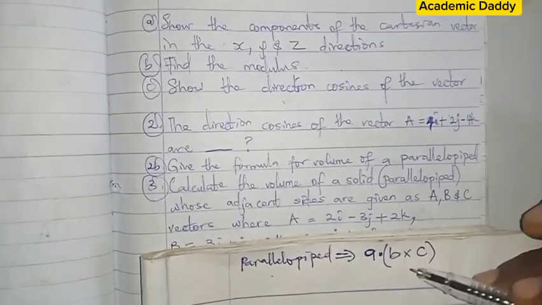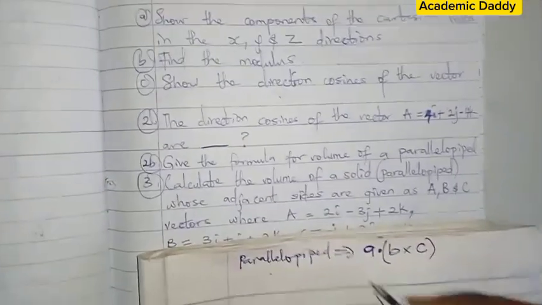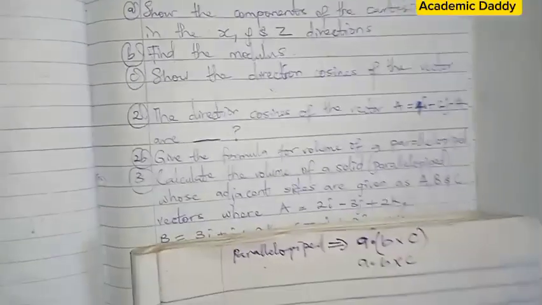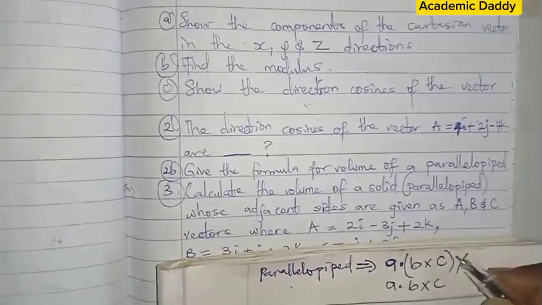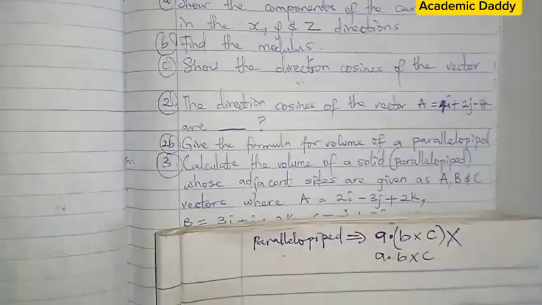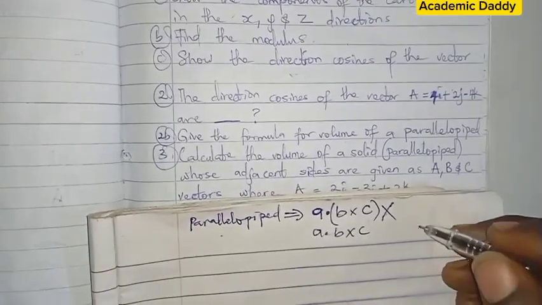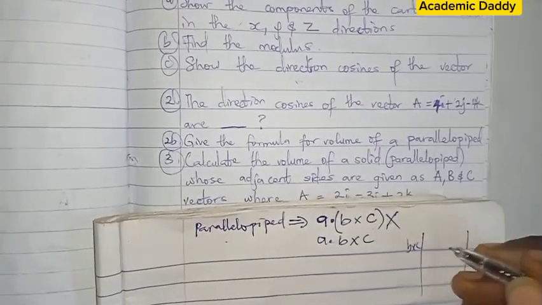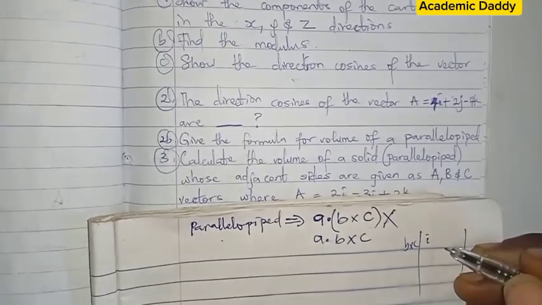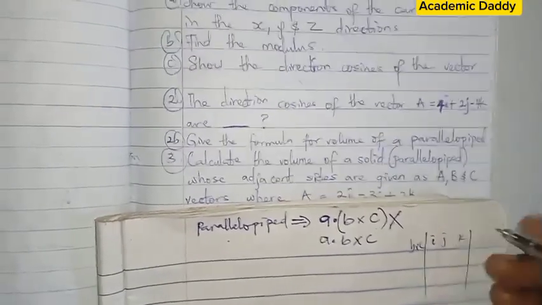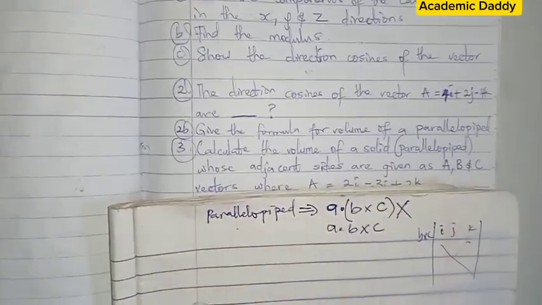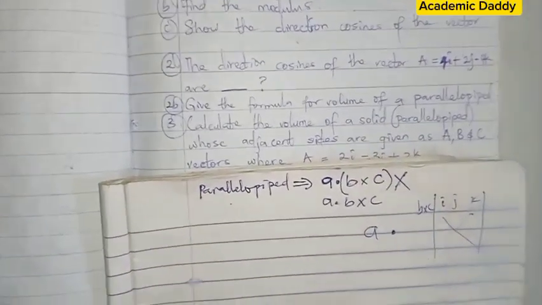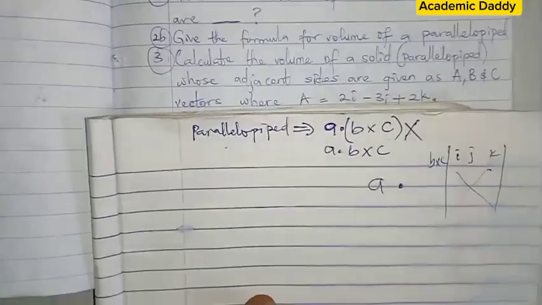No, it's simply A dot B cross C. This is wrong, most students do this. So what this means is that you first of all get B cross C using the I, J, K, or whatever is given. That's our cross. Now when you finish it, you dot whatever you have with A. That is the parallelepiped for you.